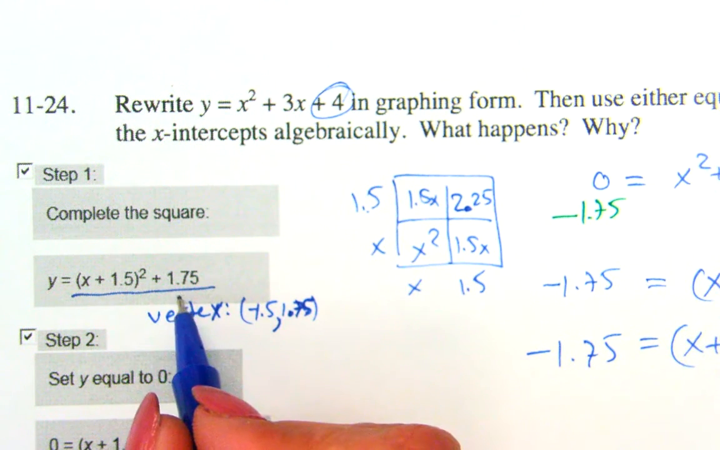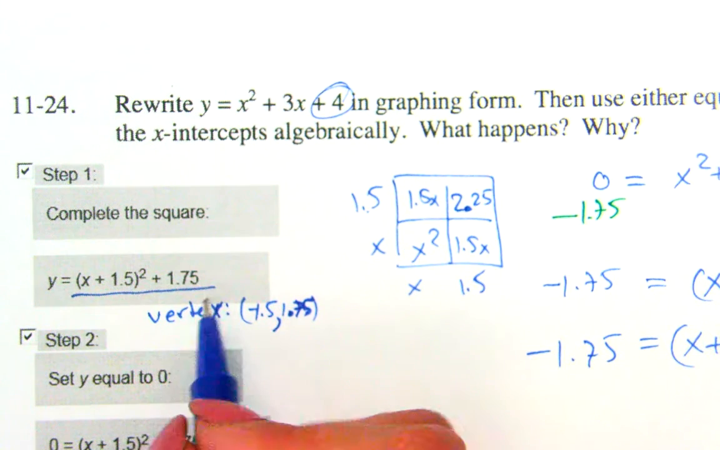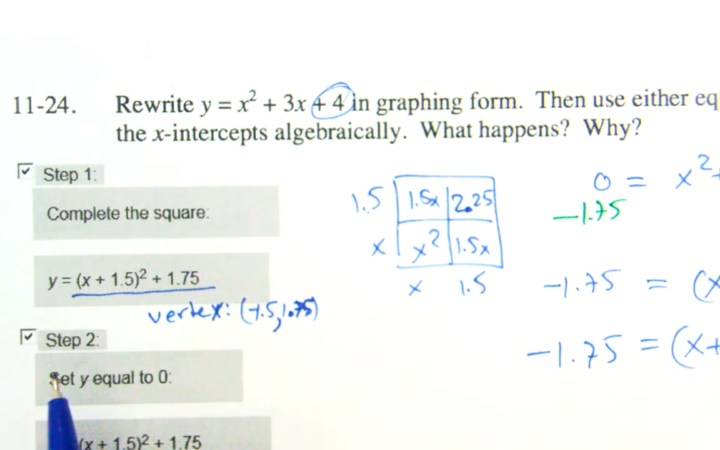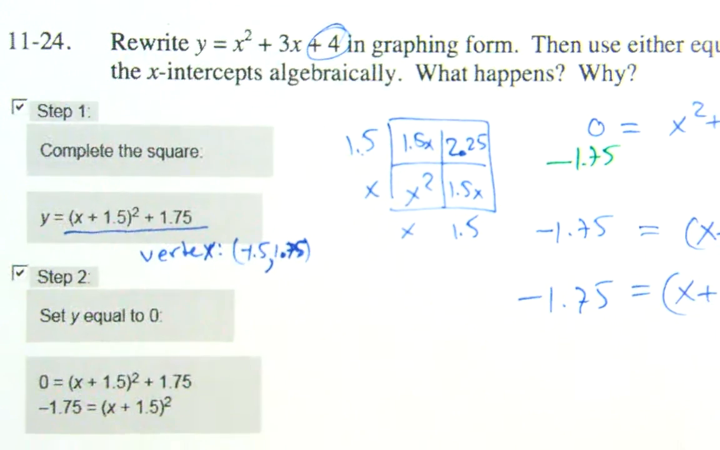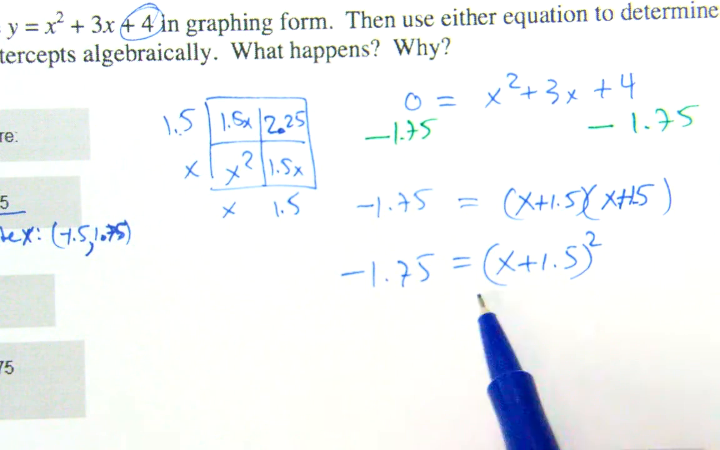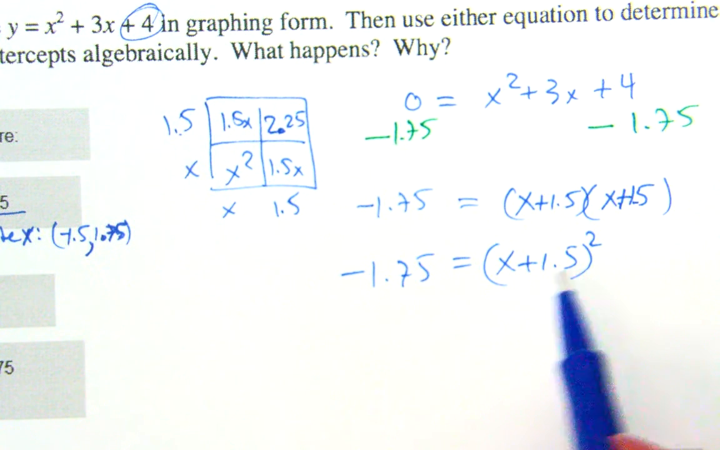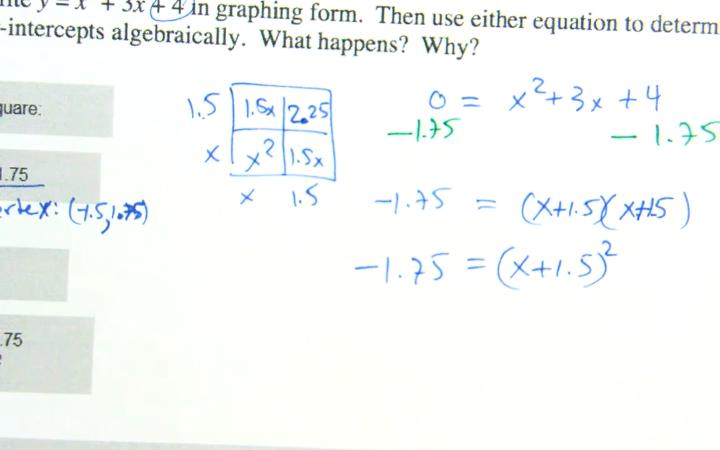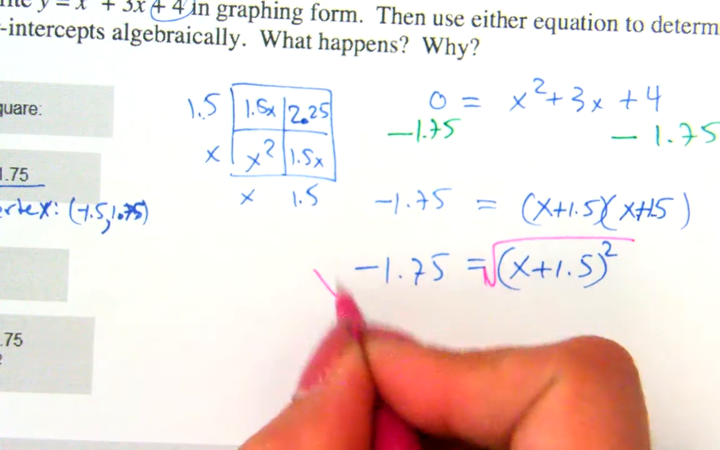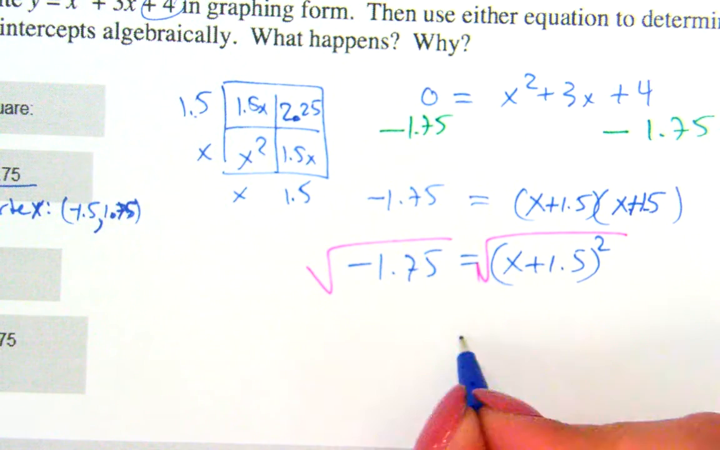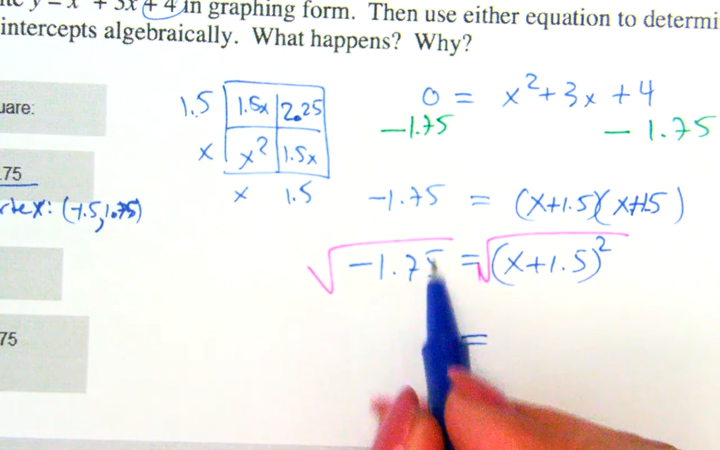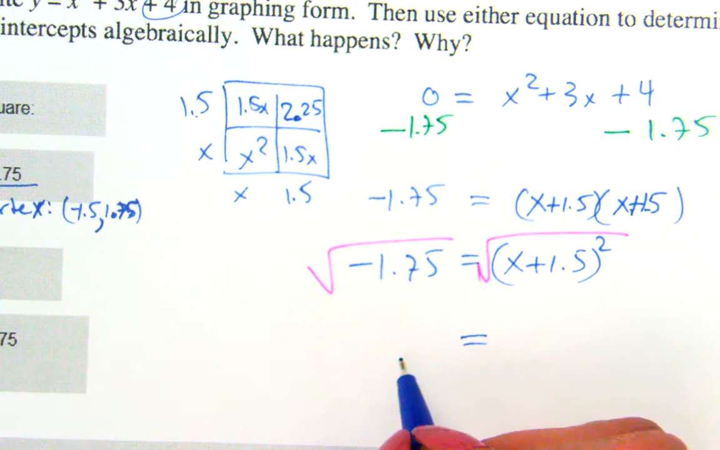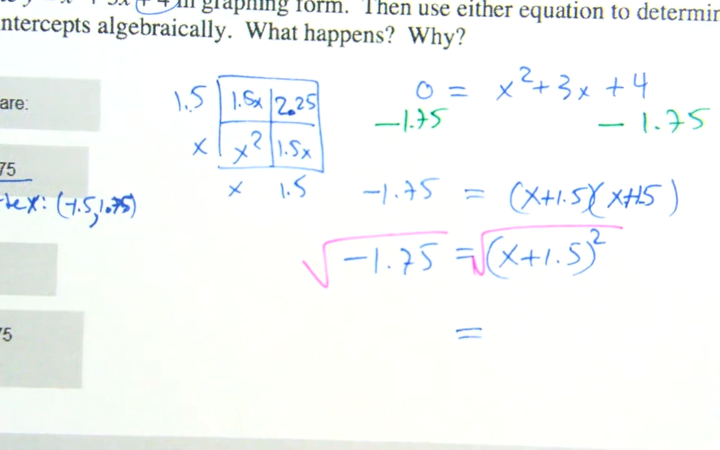Okay, now that's your graphing form, or vertex form. I don't know, whatever you want to call it. Then use either equation to determine the x-intercepts algebraically. So basically it's just asking you to solve it if possible. So if you continue on from this, if you want to actually solve this, you would end up having to take the square root of both sides. But when you try to do that, you should automatically see that a negative underneath the radical sign is going to give you a domain error, which means you're going to end up with i's.